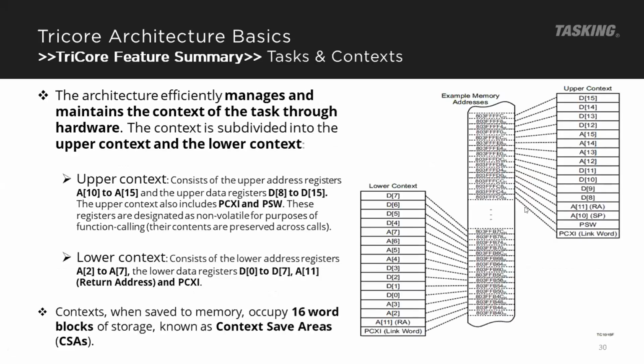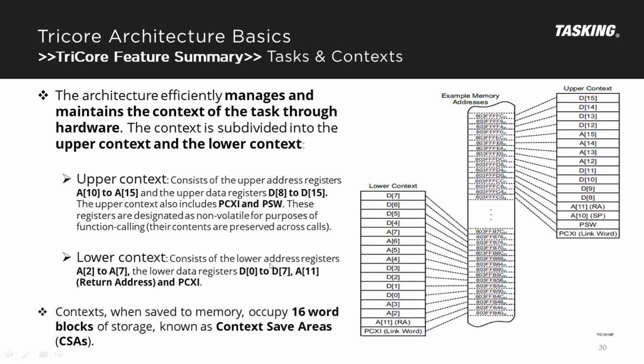All right, so for the context switching, we have, as we agreed, a lower context and an upper context. This is the memory, and this is an overview: what are the contents of the lower context, and what are the contents of the upper context. The upper context consists of A10 to A15 and D8 to D15, and at the same time it contains the processor status word and PCXI, or something called the link word, and we will know shortly what this link word means.